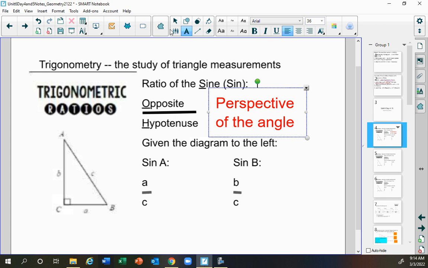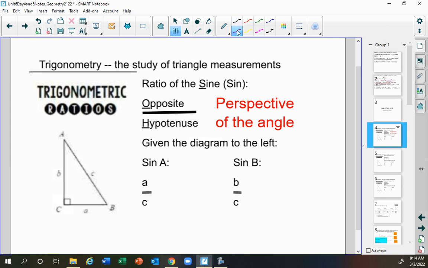Listen up everybody, you might want either a colored pencil or a highlighter, because for instance, the sine of A, you look at where angle A is located. Look at where angle A is located. That's going to help you determine, okay, opposite, you have to look across the way. But then the hypotenuse is always going to be across from the right angle.